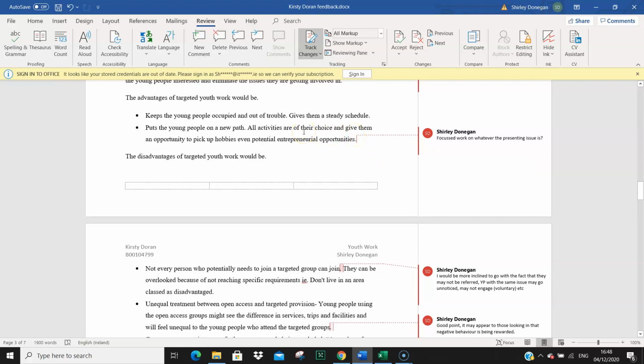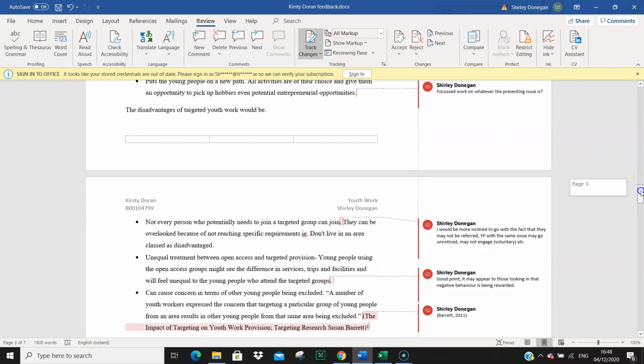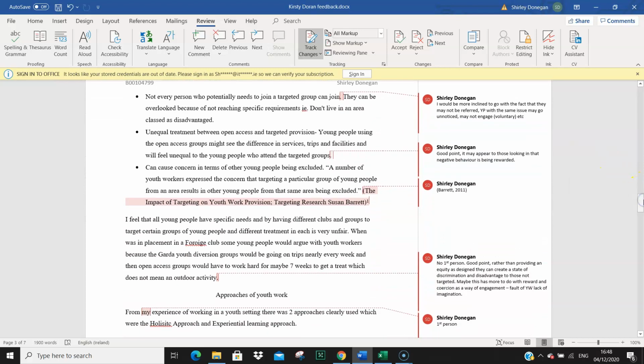Here, with the activities, it might just be worth stating that there will be focused attention given to whatever the presenting issue for the targeted group was, so that they receive the help that they need when they need it. Rather than say that they can't join because they mightn't be in a specific area, or they mightn't be disadvantaged enough, it might be a little bit better to go with the fact that they mightn't be referred if it's a referral service.